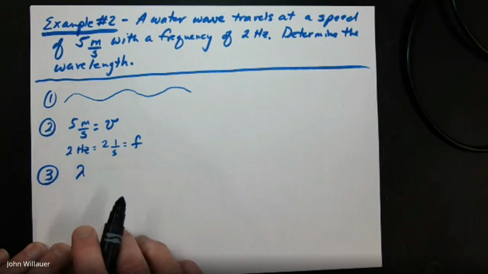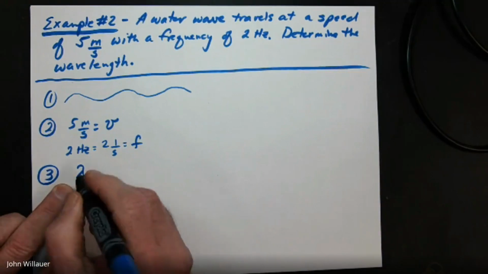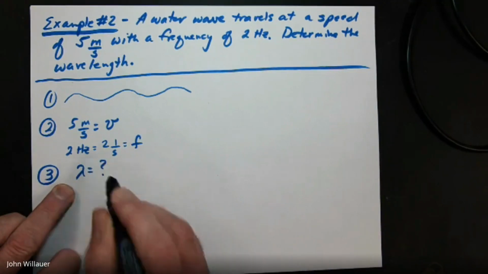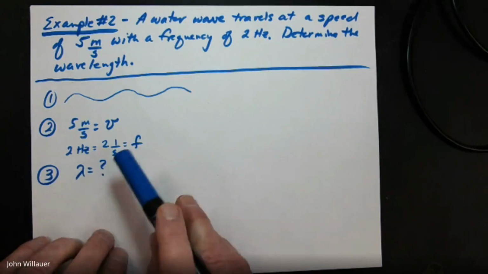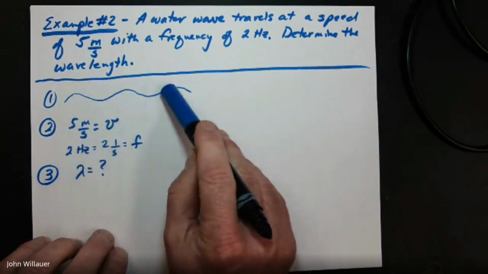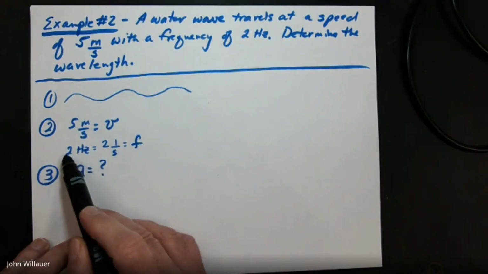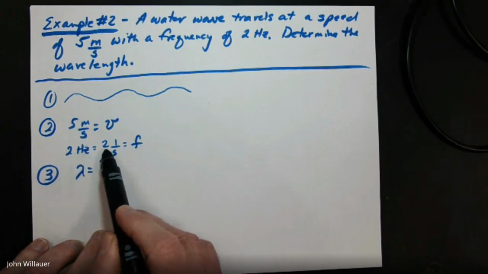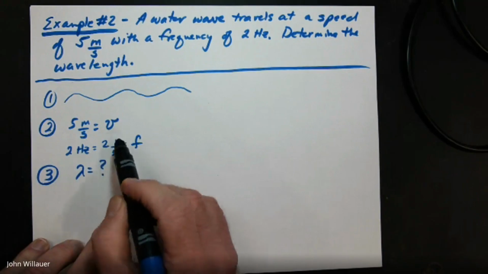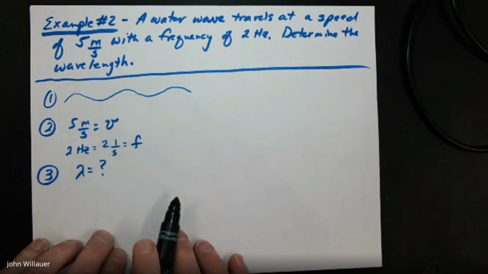It's the Greek letter lambda, and it looks like that. So that's what I'm looking for. Again, I have a quick little picture. We're looking at a wave here. We're given how fast the wave is going. The units are meters per second. We're told 2 hertz, which is 2 per second. It's kind of a weird unit there. That's the frequency. We're looking for the wavelength.